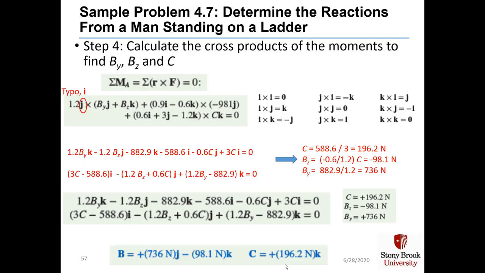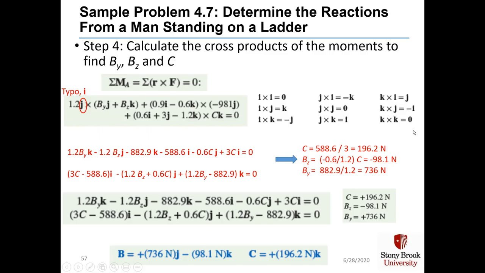So we start plugging in values, and that creates this equation up here where it's 1.2i crossed with B sub y j plus B sub z times k, plus 0.9i minus 0.6k crossed with minus 981j, plus 0.6i plus 3j minus 1.2k crossed with c times k. Now we're going to use our distributive properties for the vector cross product, which is why I brought all of our 9 possibilities of our unit vectors crossed with each other, because we're going to have to use them.